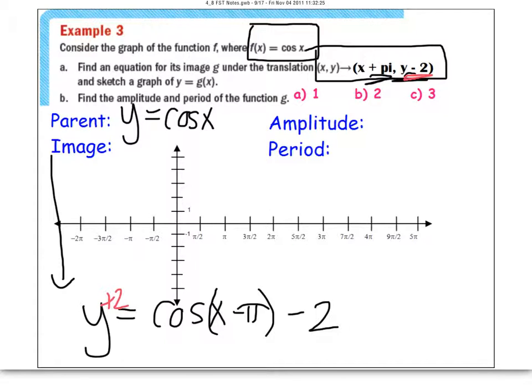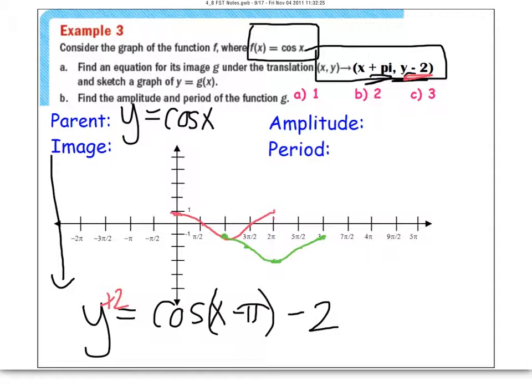Now let's be careful on here. They want to know the amplitude and the period. This is actually kind of a trick question. Remember, the amplitude is the hump of this, and the period is the horizontal length. So let me just sketch for you really quick the parent and what this looks like. So there's a rough sketch of the parent, and now the new image would be what we see here in the green is the image.